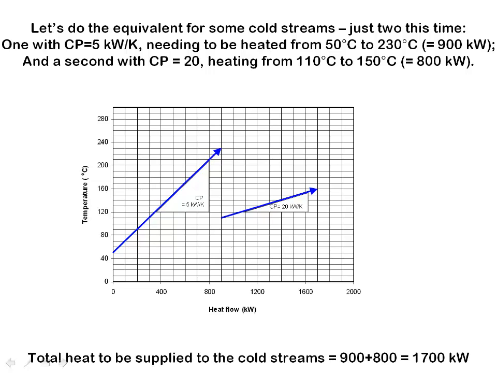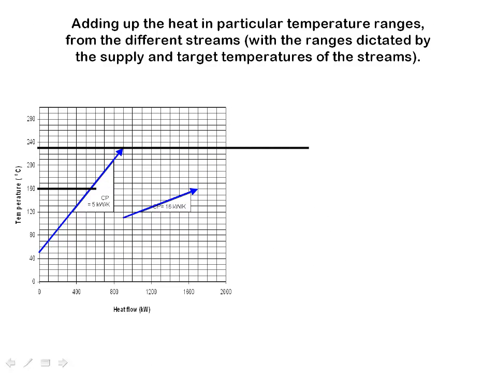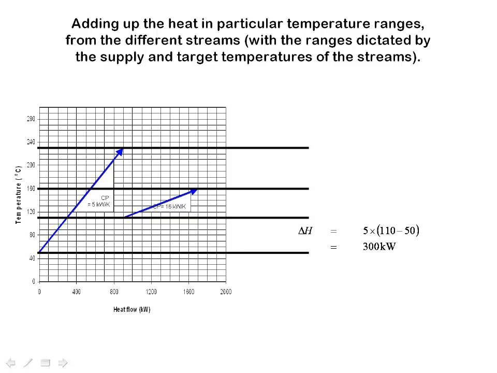So in this case, the total heat that needs to be supplied to our two cold streams is 1700 kilowatts. Once again, we can add up the heat in particular temperature ranges from the different streams. Once again, the ranges are dictated by the supply and target temperatures of the streams. So here we go from the bottom. At the very bottom, our first temperature range is from 40 up to 110 degrees C. Just our first stream is requiring heat in this temperature range.